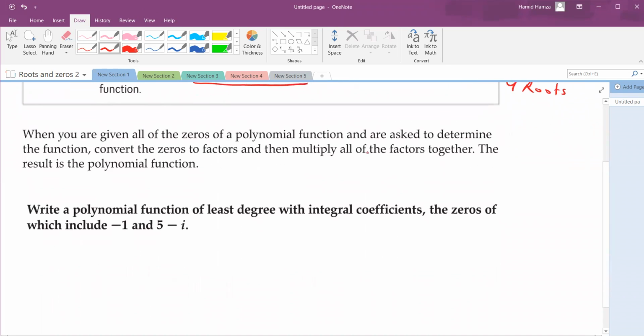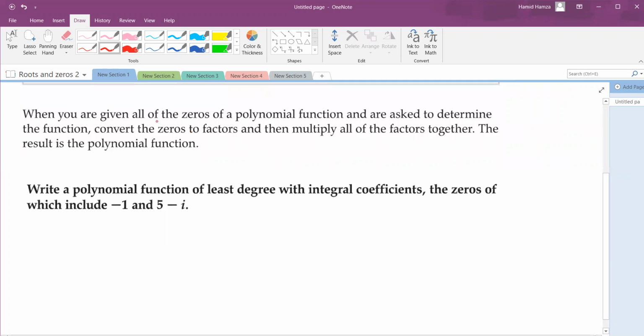Question now, how do we reverse the operation? Okay, so these are the steps. If all zeros of a polynomial function are given and you are asked to find the function, convert the zeros to factors. Then multiply all of the factors together to get the polynomial.